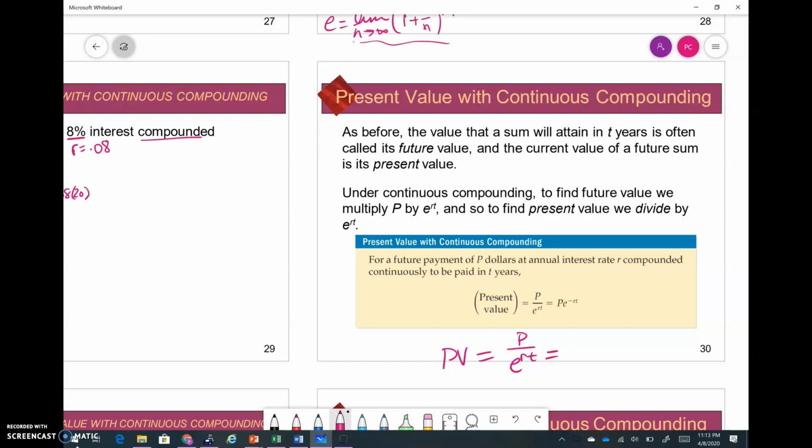Or you can do P times e to the negative RT. And it's just that rule of exponents that if you're pulling something up from the denominator, we have a negative exponent. Both work. Both are correct. Again, I tend to keep it with division just so I can keep it all straight. All right, let's keep going.